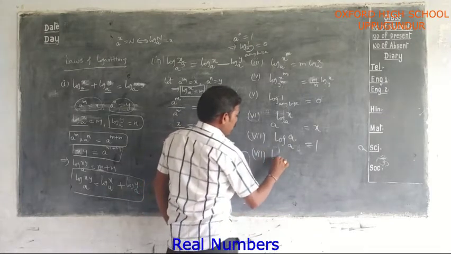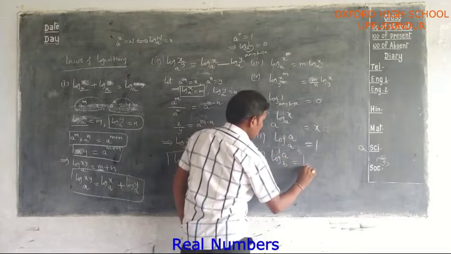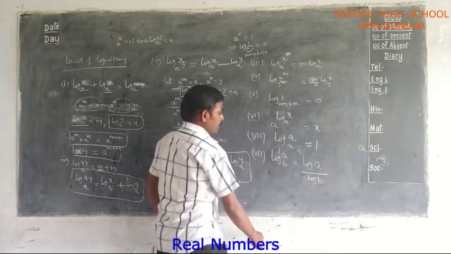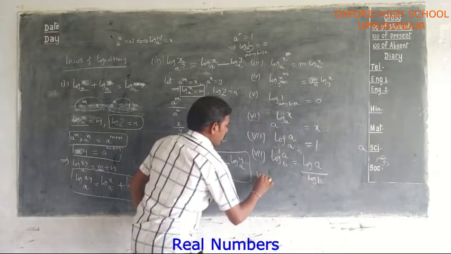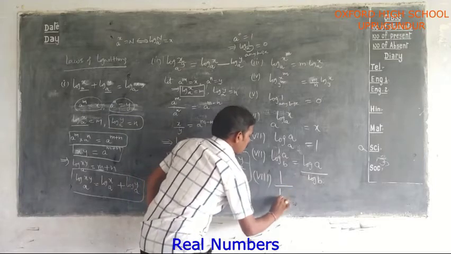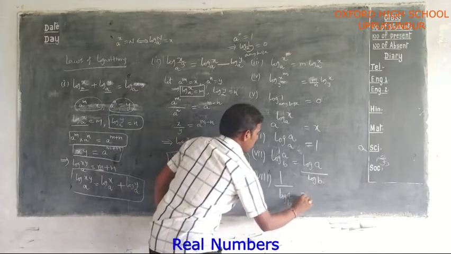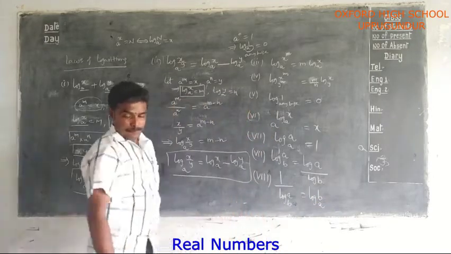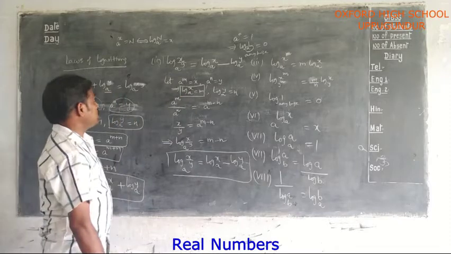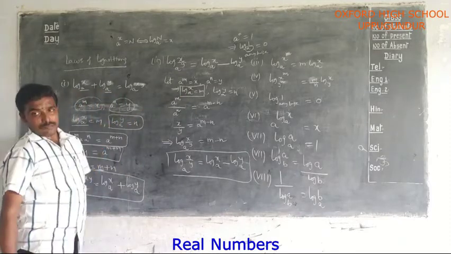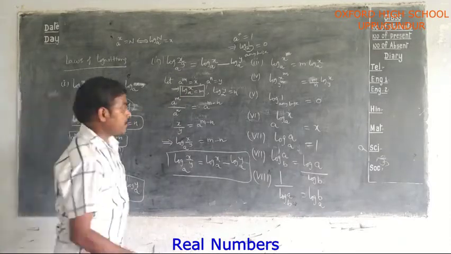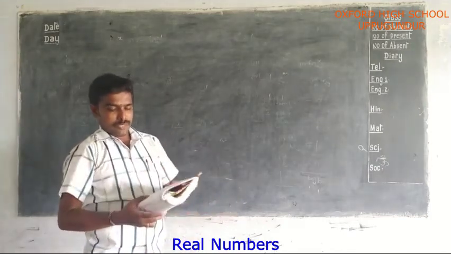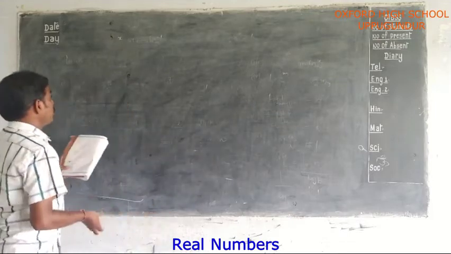Next, log a base b you can write as log a by log b. Similarly, 1 by log a base b you can write as log b base a. So these are the laws of logarithms. Based on these laws of logarithms, we can do exercise 1.5. In the first row I have 9 problems. In those 9 problems, I will tell you 5 problems. Remaining problems you have to do.